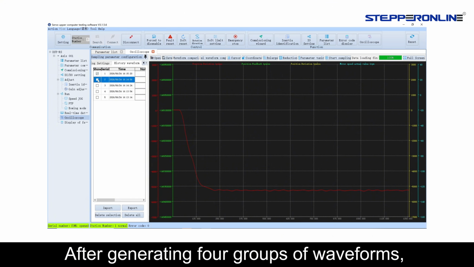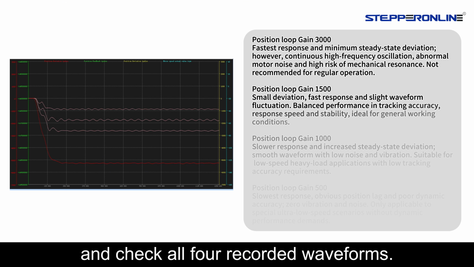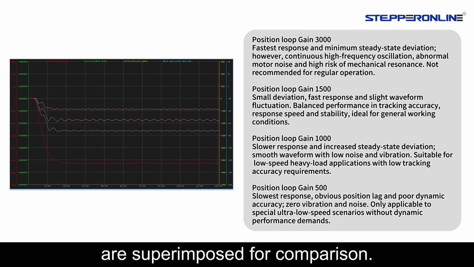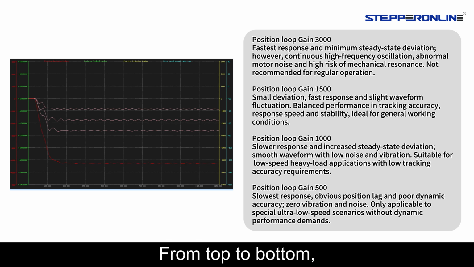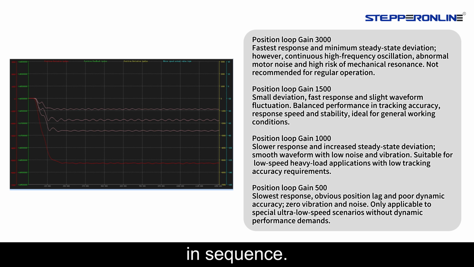After generating 4 groups of waveforms, click History Waveform and check all 4 recorded waveforms. The position deviation waveforms under 4 different position loop gains are superimposed for comparison. From top to bottom, the 4 curves correspond to position loop gains of 3000, 1000, 500, 1000, and 500 in sequence.